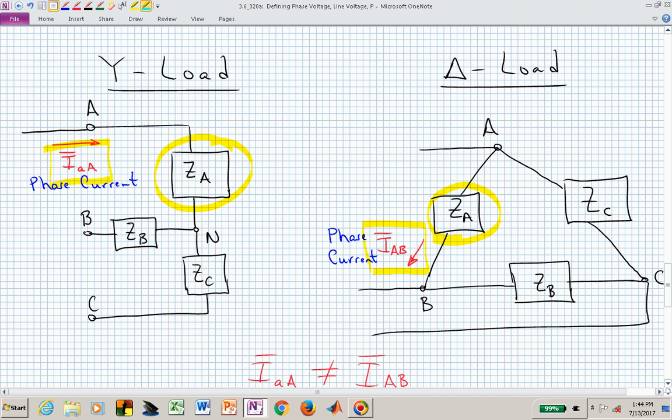The distinction between phase, oh, that depends on the connection, and line, oh, that's dealing with transmission lines. And hopefully that will make things clear as you're working through all of these problems and somebody mentions something about line current or phase current, you have to be clear on what that means or how that translates into your particular problem.